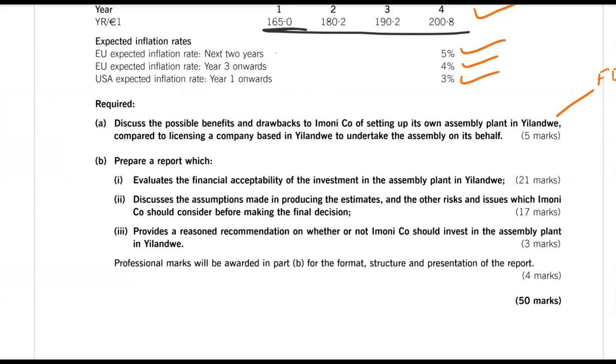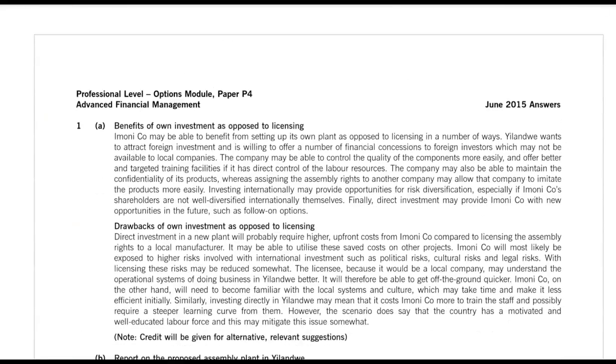Let's discuss the theoretical parts of this question. A part: discuss the possible benefits and drawbacks to the mining company of setting up its own assembly plant in Yilandwe compared to licensing. Then let's discuss the assumptions made in producing the estimate and other risks and issues which companies should consider before making the final decision. And then provide a reasoned recommendation. Let's go through the answer and make some points.